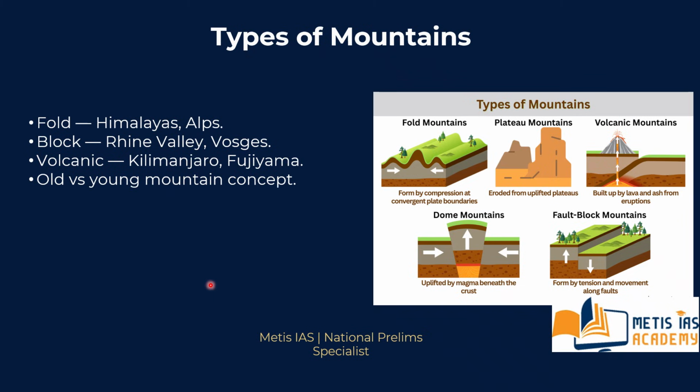Next one, old versus young mountains. Old mountains, examples like the Aravali Range, Appalachians, and Ural Mountains, have rounded features and lower elevation due to erosion over time. Young mountains remain high and rugged. UPSC may test this conceptual distinction.